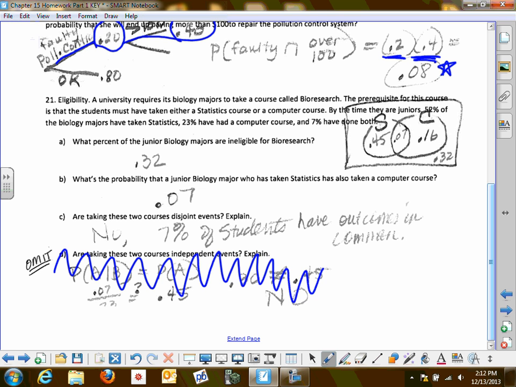The definition of disjoint: if something is disjoint, then they would have no outcomes in common. There would be nobody taking both. That's the definition of disjoint. But because 7% are taking both, then they have 7% of the outcomes in common, so therefore they are not disjoint. All right, now let's go to your notes and finish those things out.